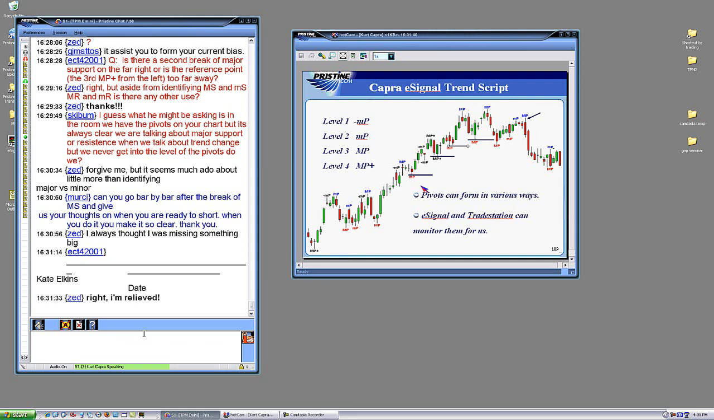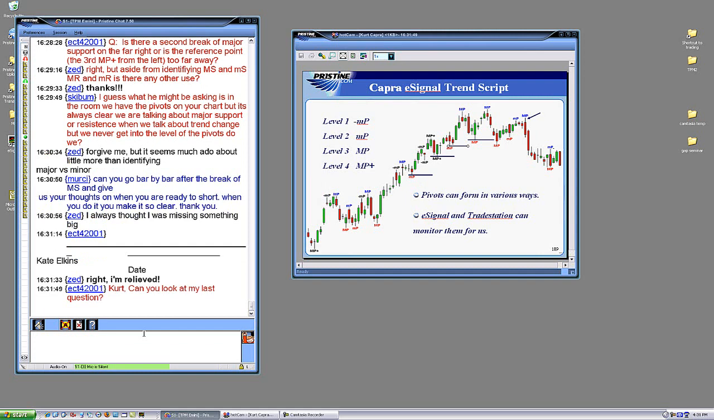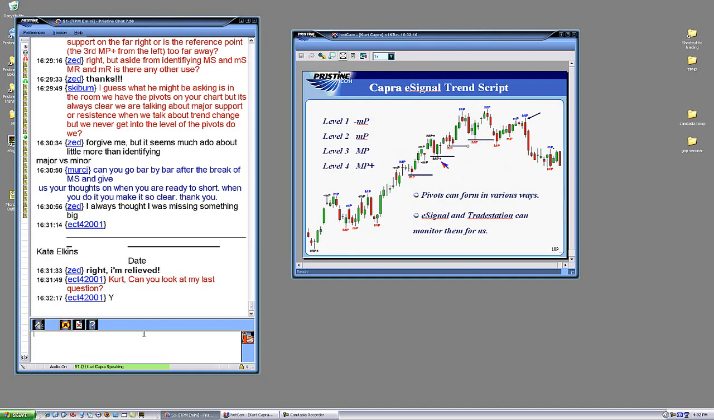All right, let me just go back here. Is there a second break of major support on the far right, or is the reference point the third MP from the left too far away? So you're talking the break of this here, this MP right here.